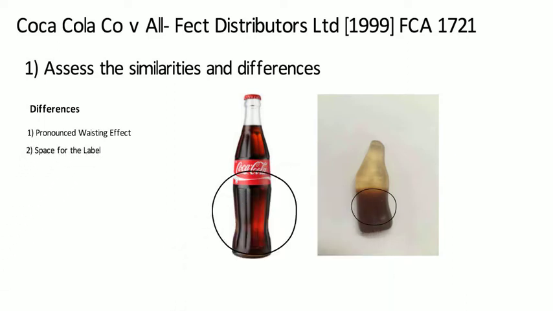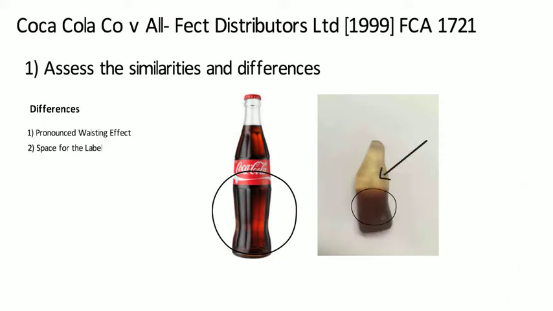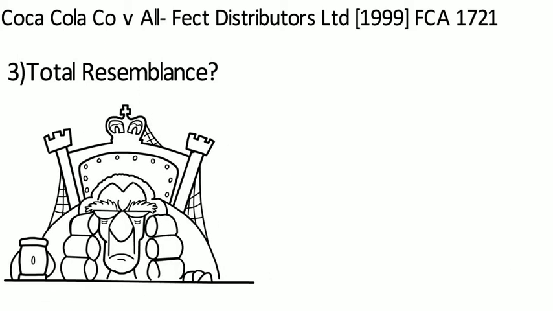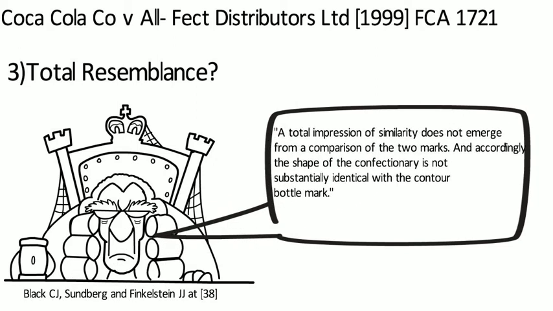Secondly, the space on the label on the confectionery was of a different shape from that on the Coca-Cola bottle. The only similarity noticed was fluting, which is a set of grooves along the bottle. It was determined by the court that this was not essential to Coca-Cola's trademark. Thus, the judges concluded that a total impression of similarity does not emerge from a comparison of the two marks, and accordingly, the shape of the confectionery is not substantially identical with the contour bottle mark.